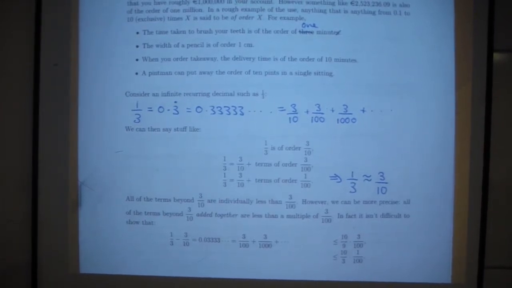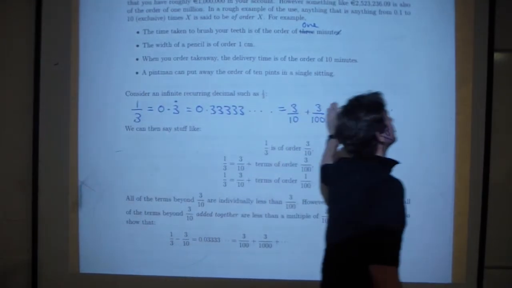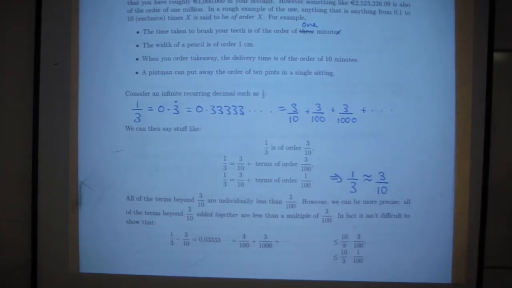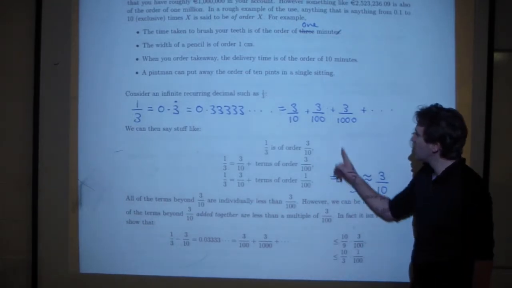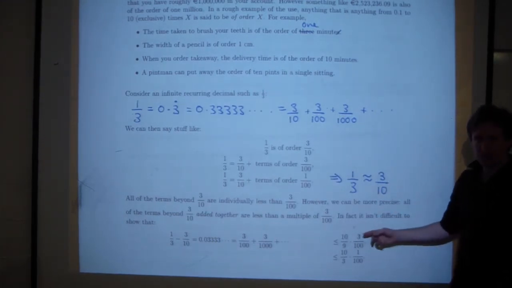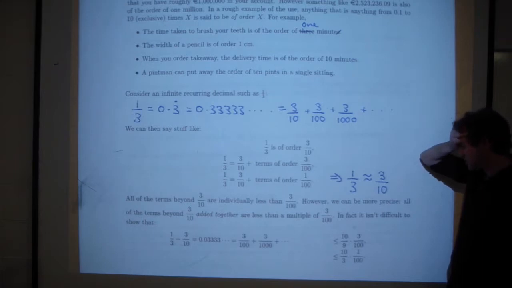Okay, what have we got? There is something that we can show here just to be really ultra pedantic. All of the terms beyond 3/10 are individually less than 3/100. So for example, 3 over 1,000 is less than 3 over 100. We can be more precise if we want. You can actually show that all the terms after 3/10 add up to something that is a multiple of 1/100ths. I won't go into it, it's not too important, but you can show that all of these things added together are less than or equal to 10/9 of 3/100ths.